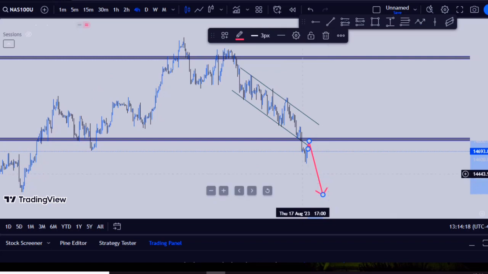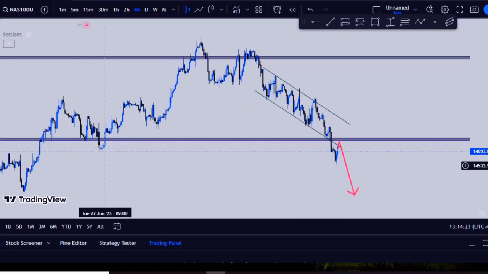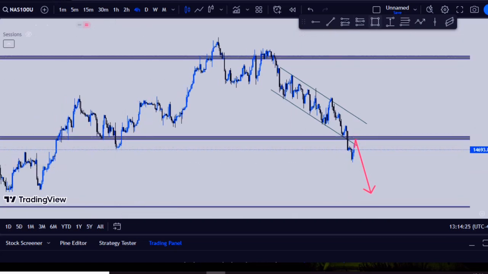Then let me remove this. Do we have any support area here? We have one. All right, this is a very nice support area that the market is currently trading on.